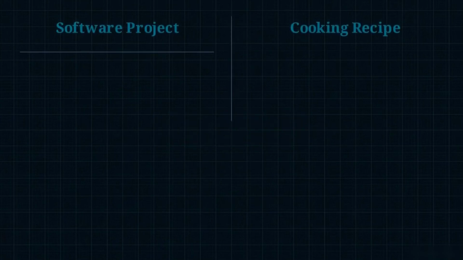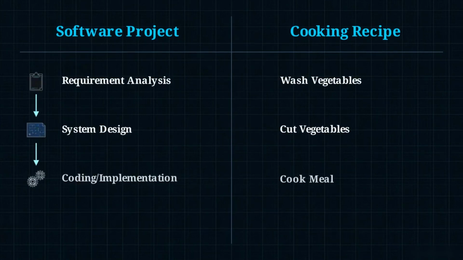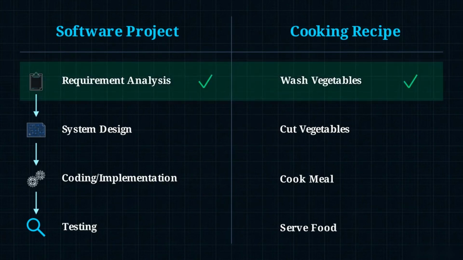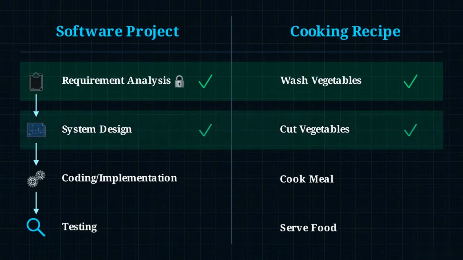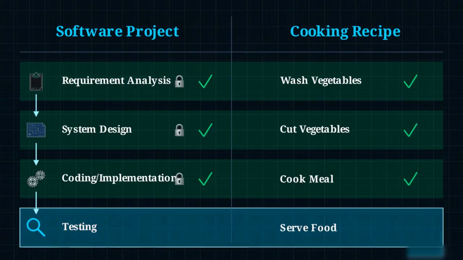This split-screen matrix maps software phases directly to a cooking recipe: wash, cut, cook, and serve. The sequence creates simplicity. Because every phase has a defined deliverable, managers track progress with absolute certainty. A phase is signed off or it isn't.